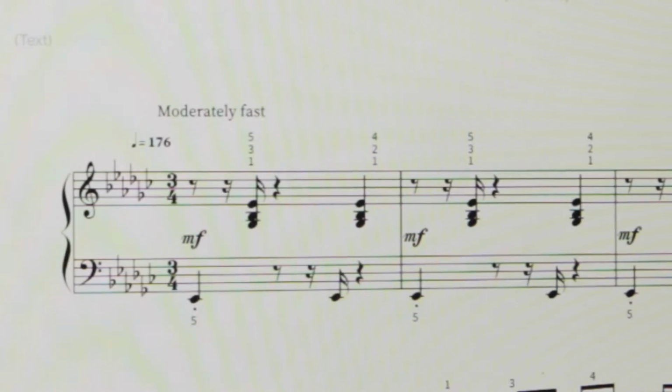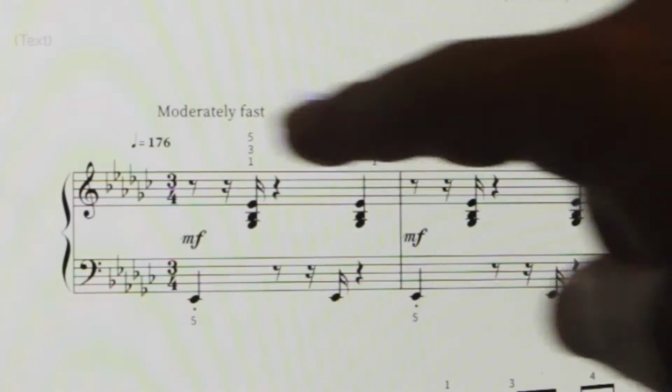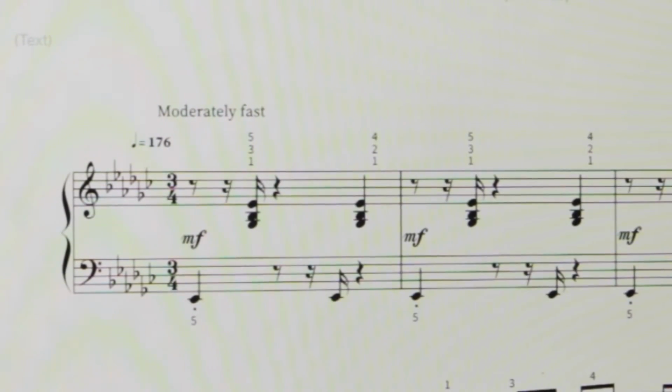One other way that we could make this a 3/4 measure is we could just take that first figure and have it repeat over and over. And that would sound like this.